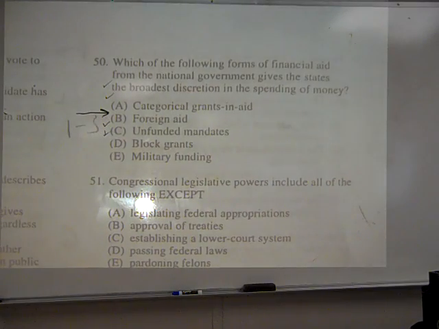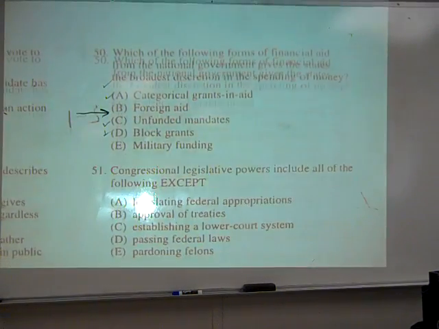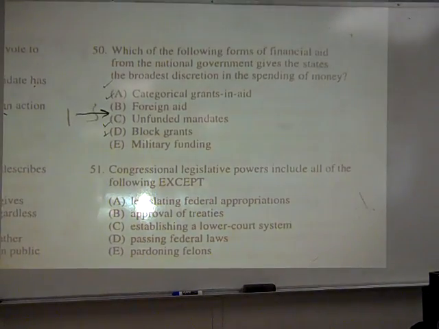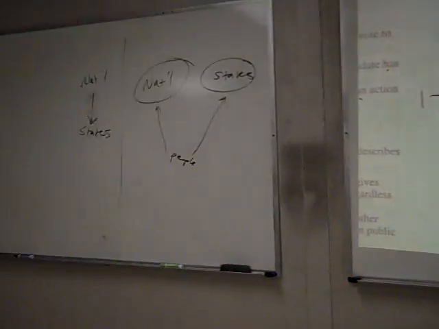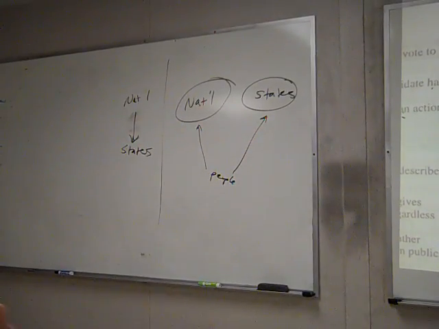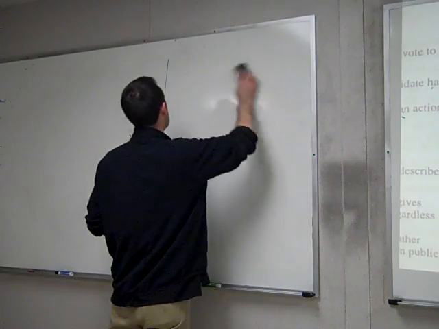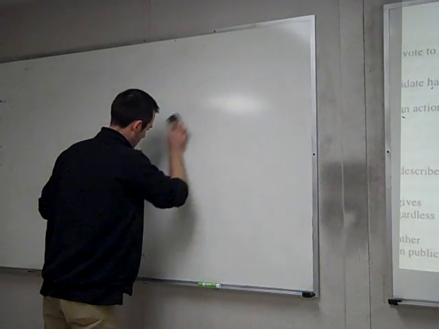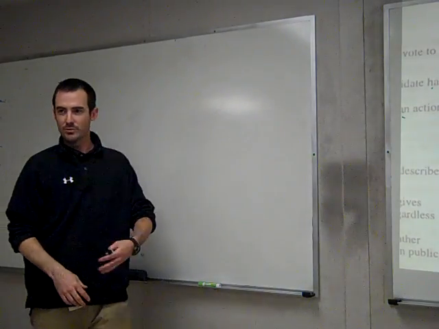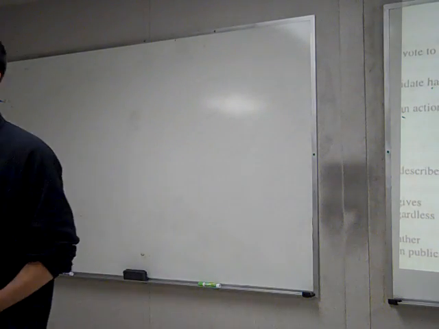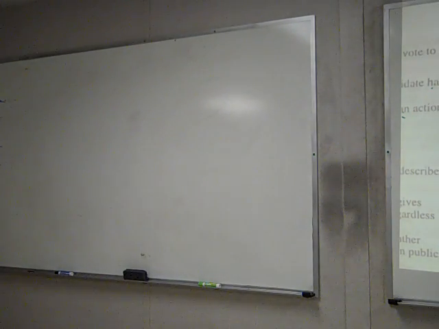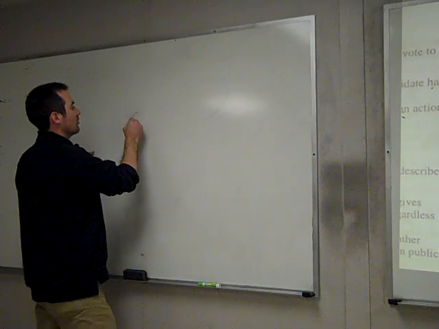Which of the following forms of financial aid from the national government? So this is a question about fiscal federalism. Yikes. Let's quickly review what that means. This is the idea that the national government gives the state governments money and also some sort of mandates, some strings attached, and it's a way for the national government to influence state powers. All right? They're called grants and aid.